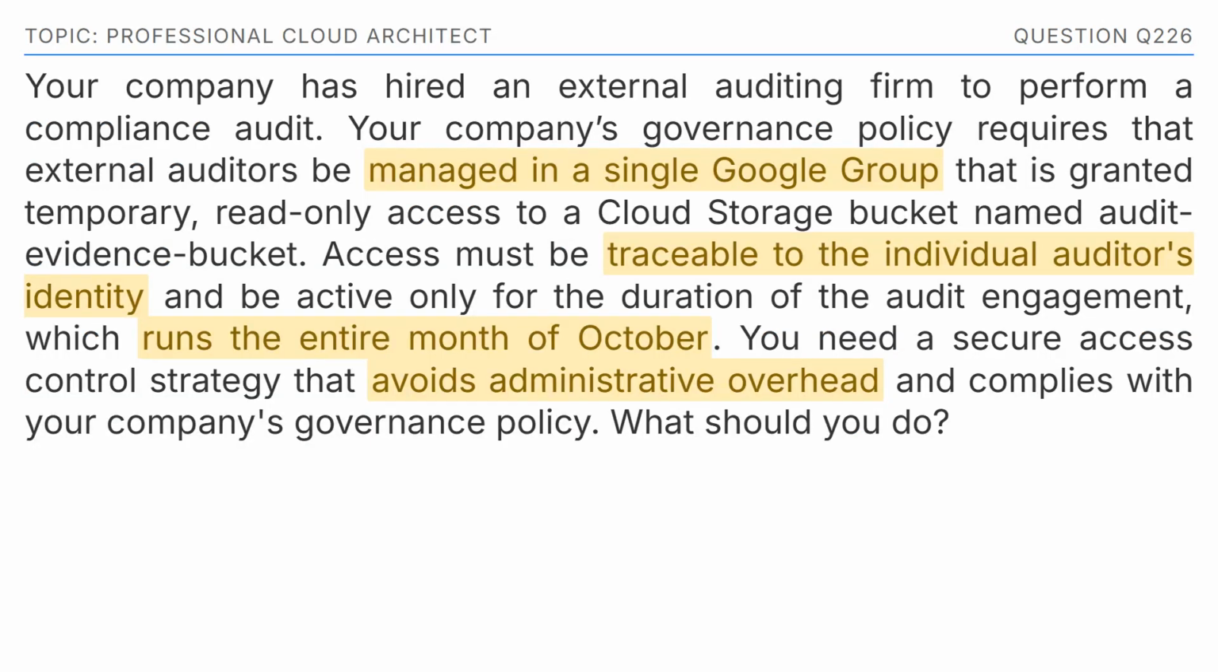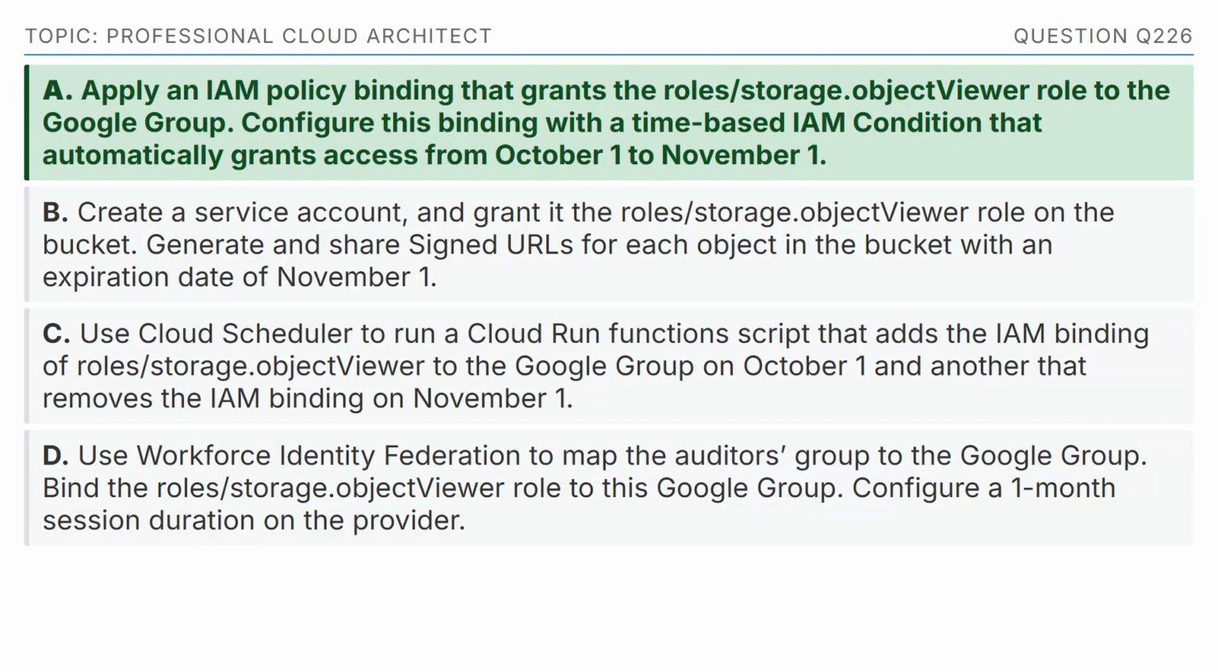To arrive at the correct answer, we focus on the keywords: managed in a single Google group, traceable to the individual auditor's identity, runs the entire month of October, avoids administrative overhead. The correct answer is Option A, apply an IAM policy binding that grants the roles/storage.object-viewer role to the Google group. Configure this binding with a time-based IAM condition that automatically grants access from October 1st to November 1st.